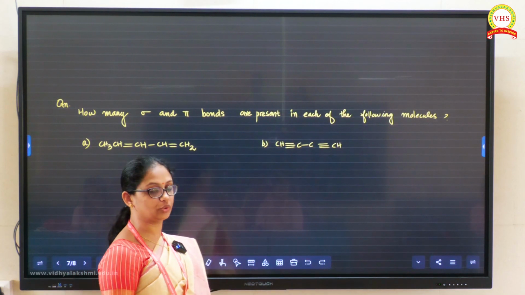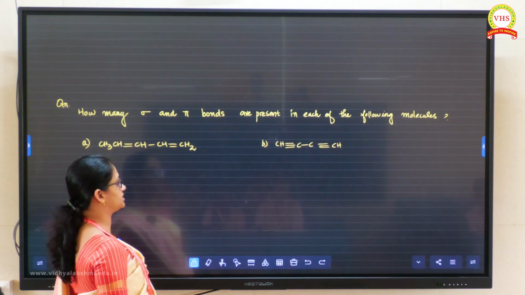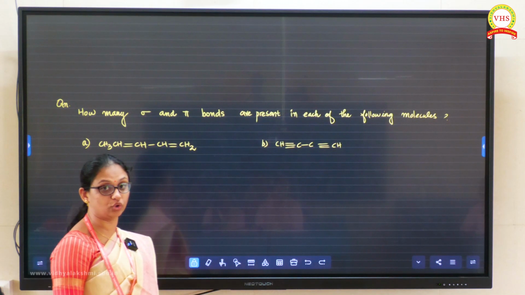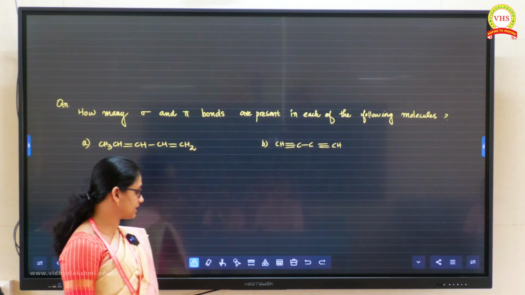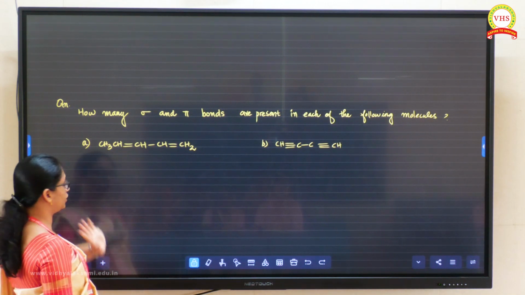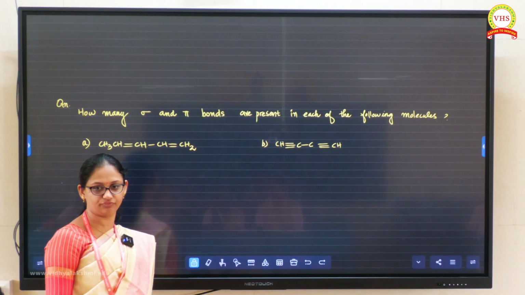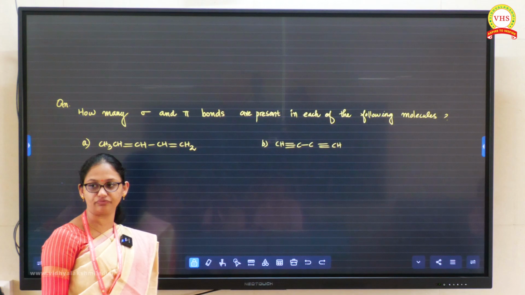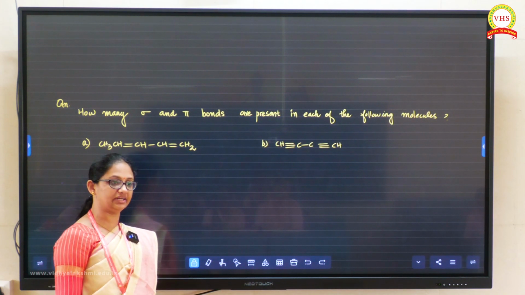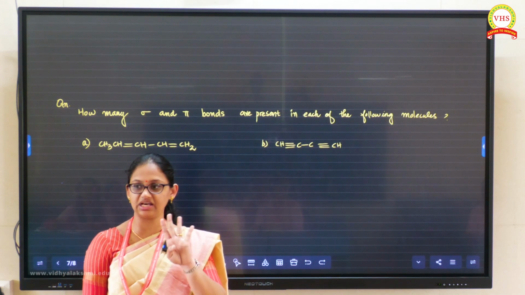Okay. And related to this, two questions are there. The first question is: how many sigma bonds and pi bonds are present in each of the following molecules? Total number of sigma bonds and pi bonds. For the compound they gave, first we can draw the complete structural formula. Then it is easy to identify the sigma bonds and pi bonds. Before that, all should remember that carbon valency is always 4.